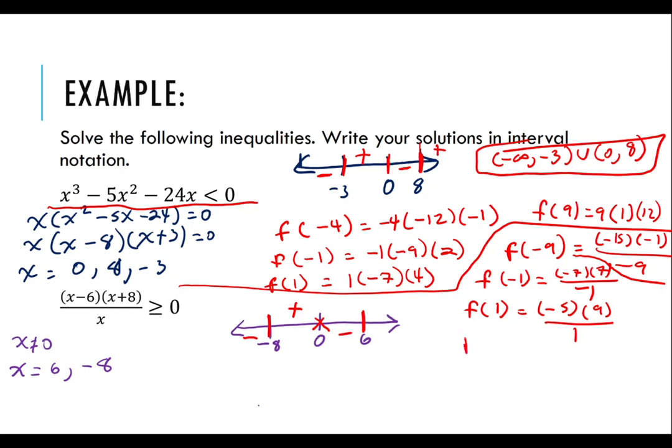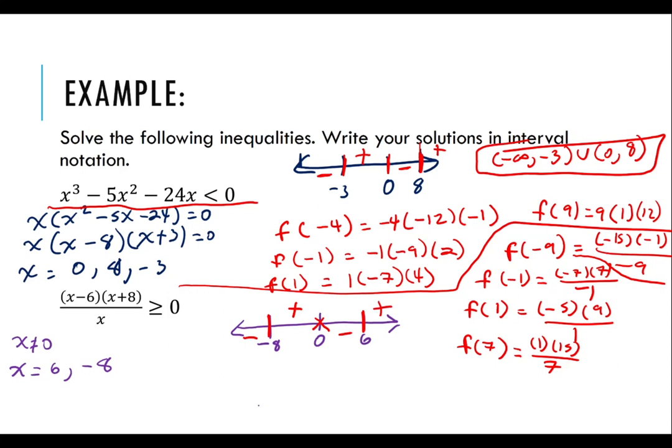Then to the right of 6, how about f of positive 7? Then 7 minus 6 is going to be positive 1. 7 plus 8 is 15. Divided by positive 7. Positive times positive divided by positive is positive. And so that's going to be above the x-axis.